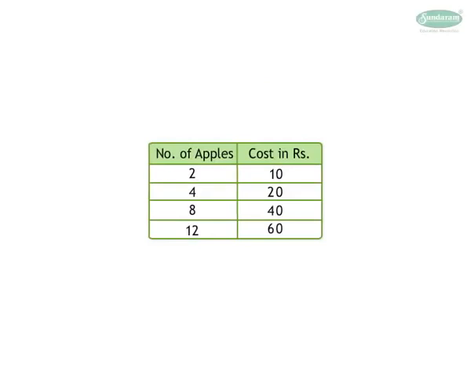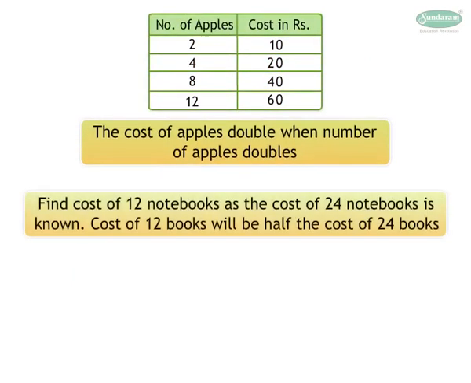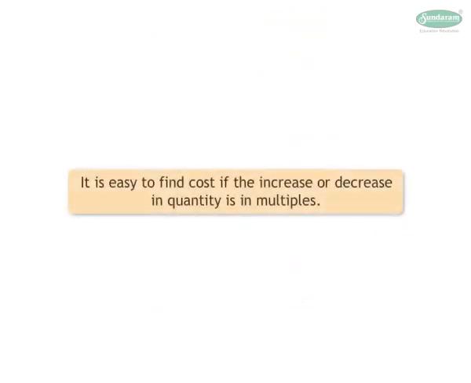From the table, we can understand the cost of apples doubles when the number of apples doubles. We can see that we can find the cost of 12 notebooks as the cost of 24 notebooks is known. The cost of 12 notebooks will be half the cost of 24 notebooks. It is easy to find cost if the increase or decrease in quantity is in multiples.